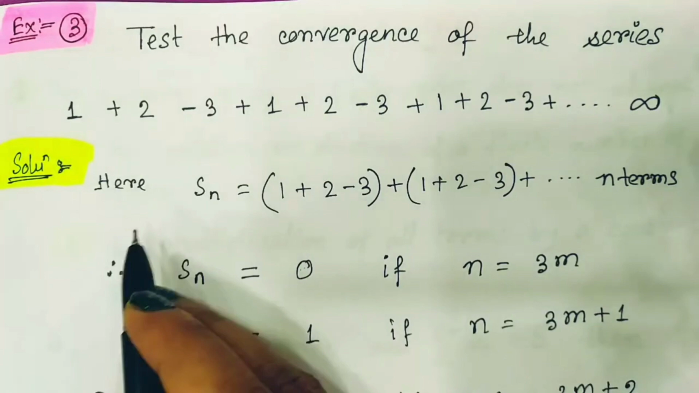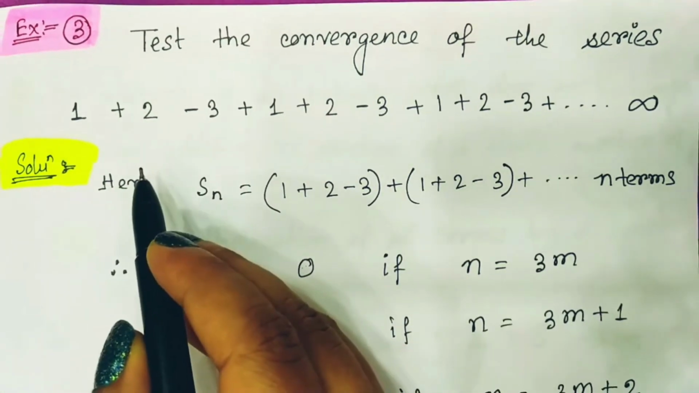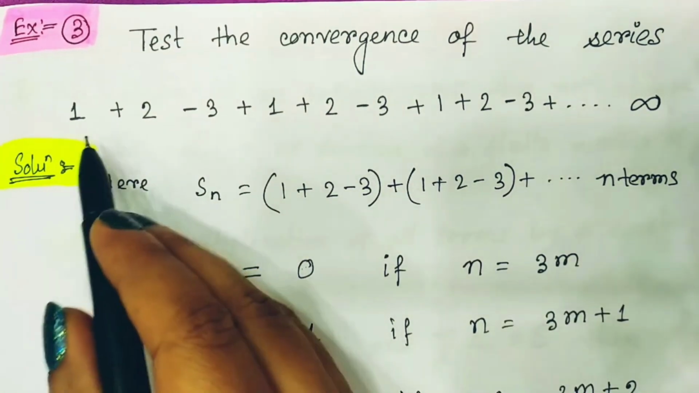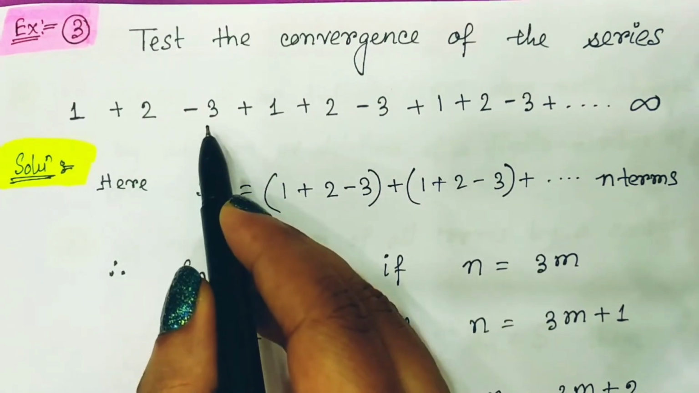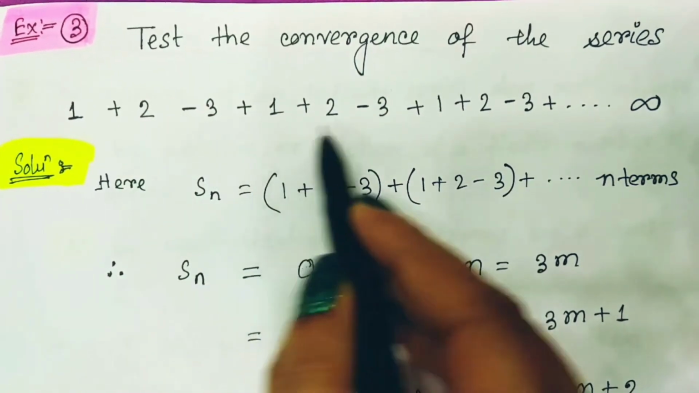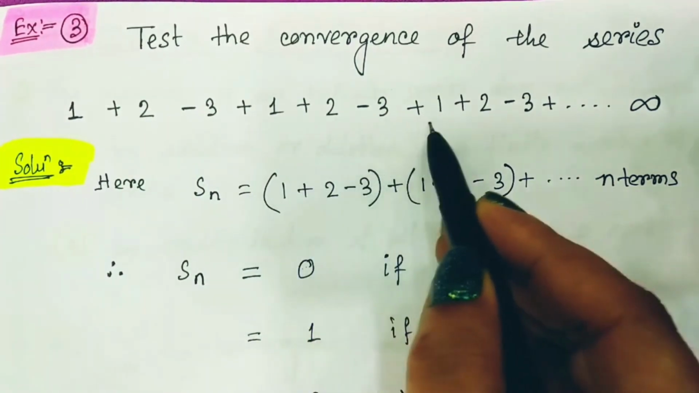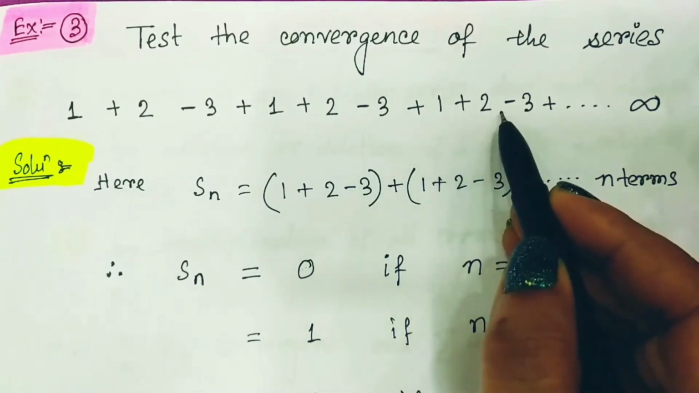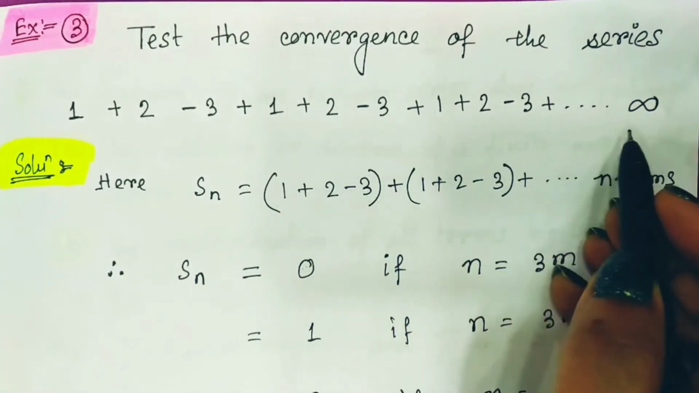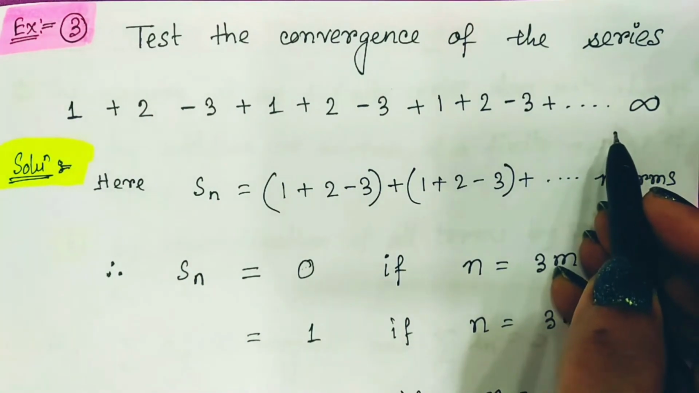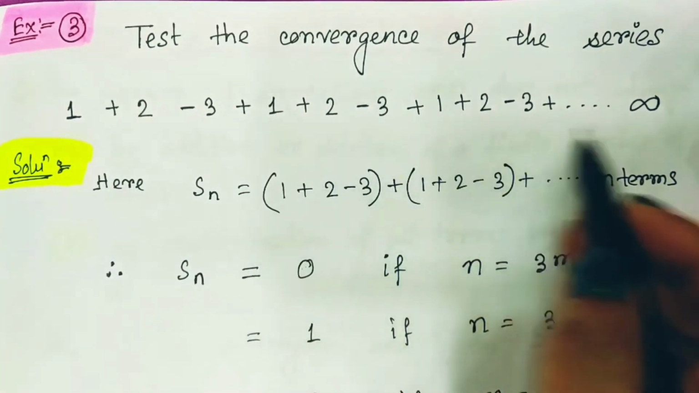Again, if we have one more example, just look at the series very carefully. The series is 1 plus 2 minus 3, plus 1 plus 2 minus 3, again plus 1 plus 2 minus 3, and it is going towards infinity. So just look at the series. This series repeats after each 3 terms.